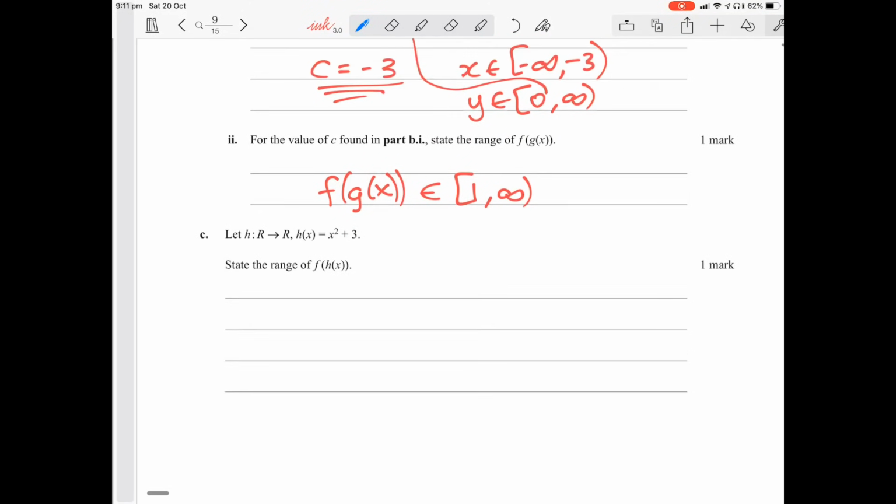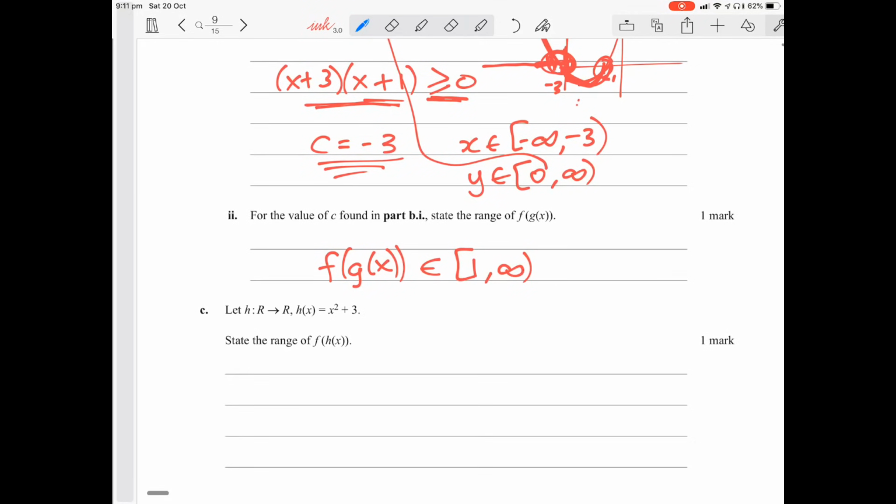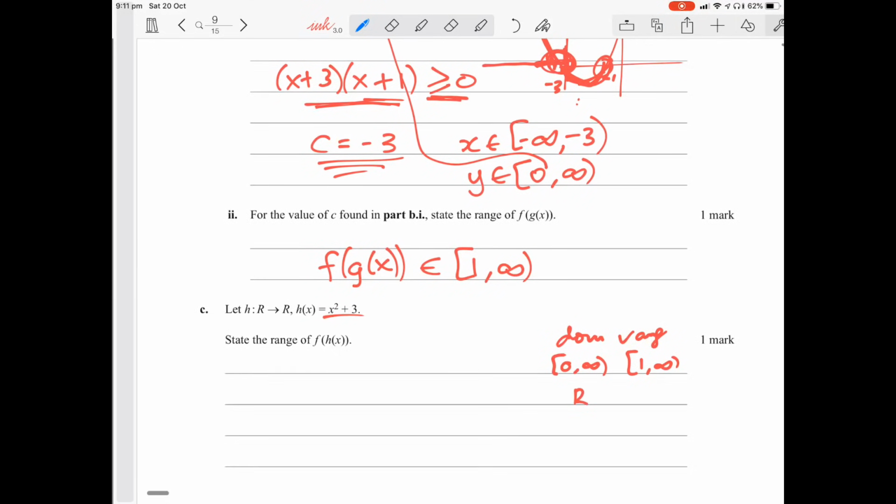Okay, state the range of f of h of x. I'm just going to write domain and range. F was 0 to infinity, and my range was 1 to infinity. Here, my domain is all reals, and my range is 3 to infinity. So if I sub this into this, the only values that are going to be used are 3 to infinity.